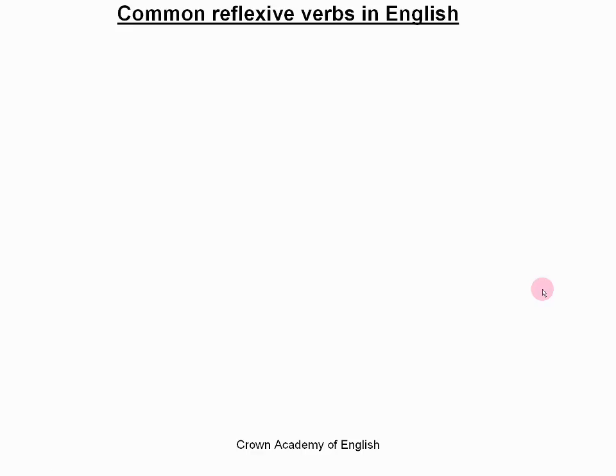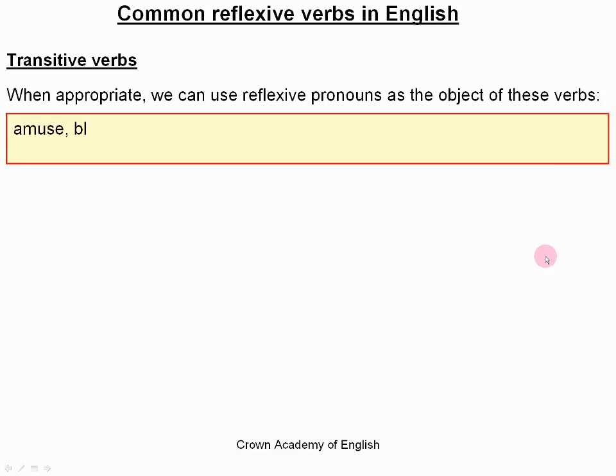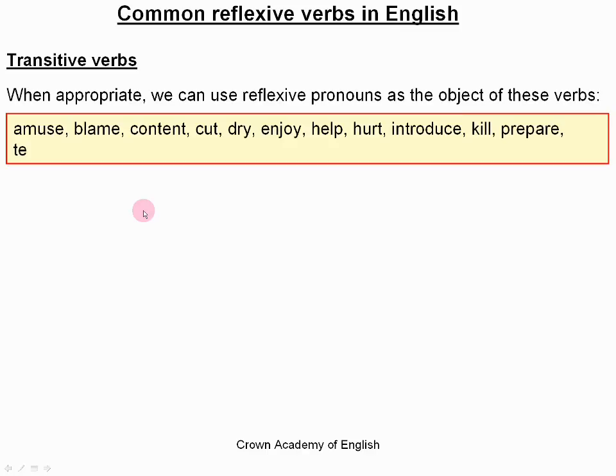Common reflexive verbs in English. Transitive verbs. So, when appropriate, we can use reflexive pronouns as the object of these verbs. Amuse, blame, content, cut, dry, enjoy, help, hurt, introduce, kill, prepare, teach. Now there are many other verbs in fact, but these are the most common verbs where we use reflexive pronouns.